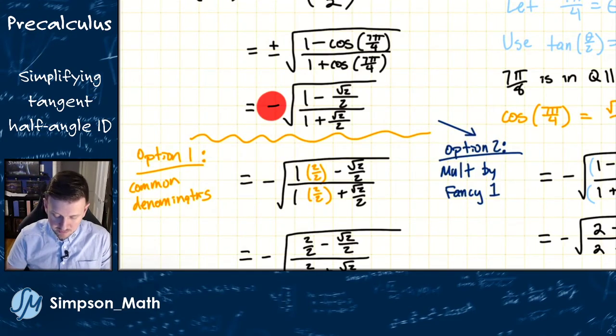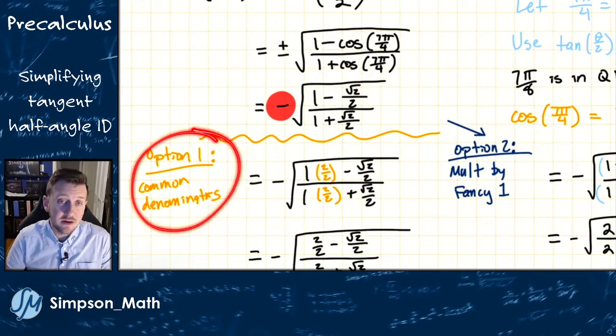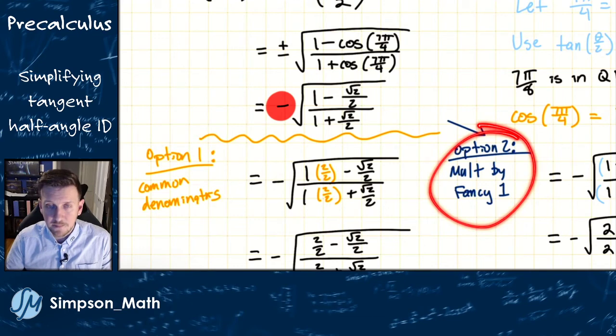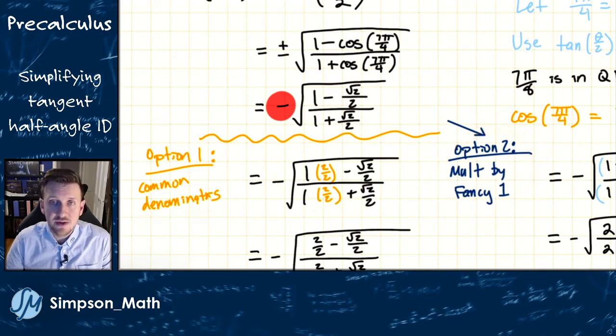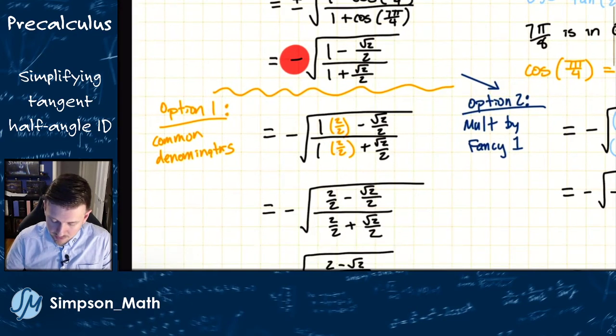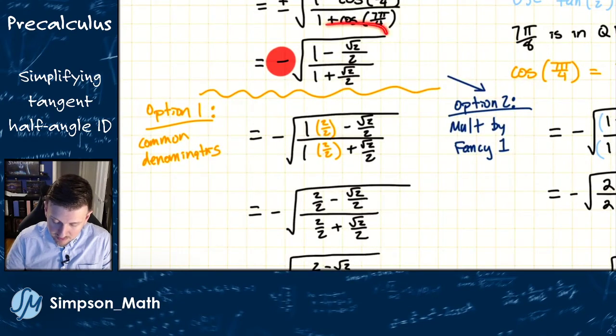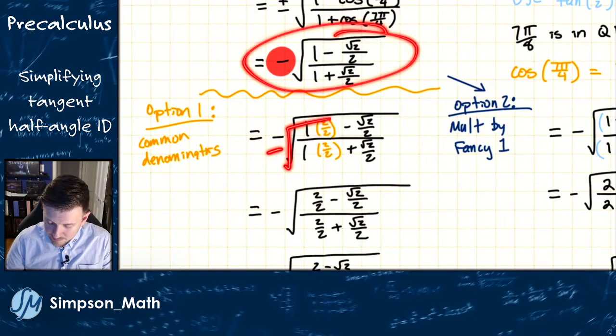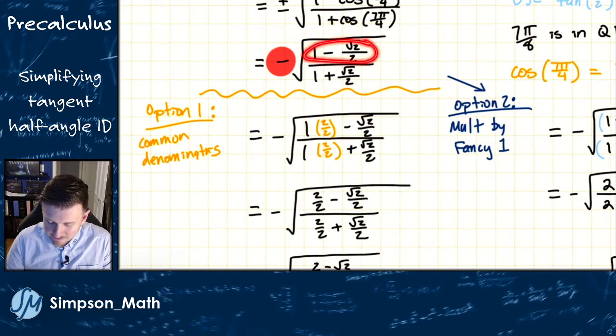So our first split is that you can simplify either by using a common denominator or by multiplying by fancy 1. Let's walk through how to do this using a common denominator. All right, so we take our fraction here, negative up front, big square root, but I have these fractions, this fraction and this 1, so I'm going to add them and get a common denominator.